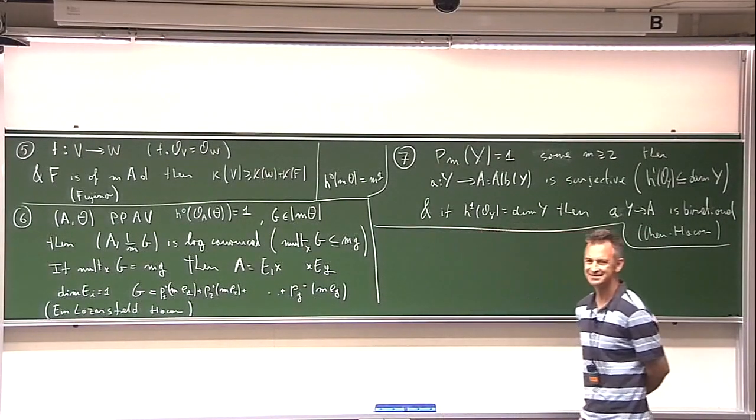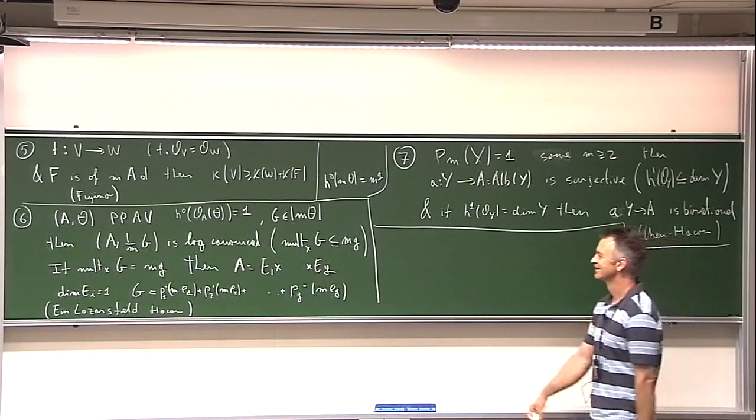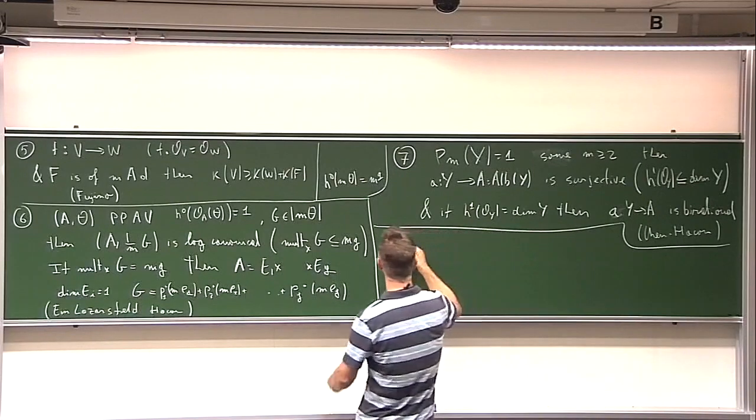I don't understand this statement. Okay. So P and Y is equal to 1. Yes. I see. Now I understand. Sorry. No problem. So what was I going to say?